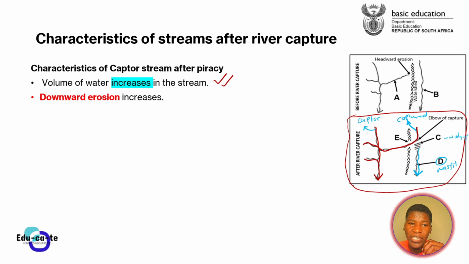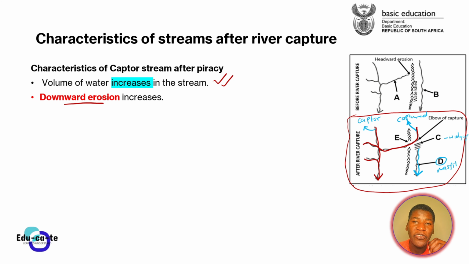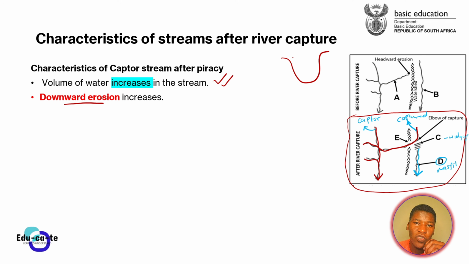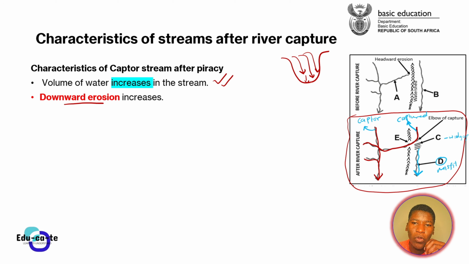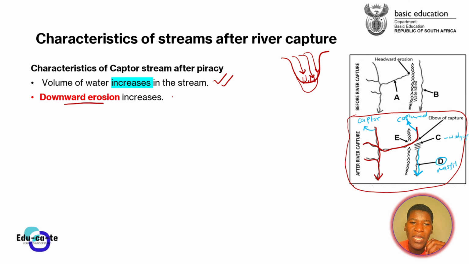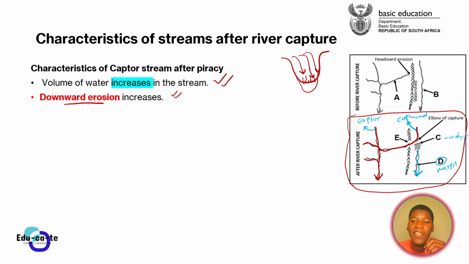There is more downward erosion. Remember, when you've got a greater volume of water, it actually promotes downward erosion. I've introduced downward erosion, or vertical erosion, as well as lateral erosion in my river profile video. I'll also link that in the description. So basically you have got a river, and now the captor stream has got a larger volume of water. So there is more water getting into the captor stream such that the water will erode, cutting downwards, making the valleys deeper. So downward erosion occurs at the captor stream after the river capture, or after the stream piracy.